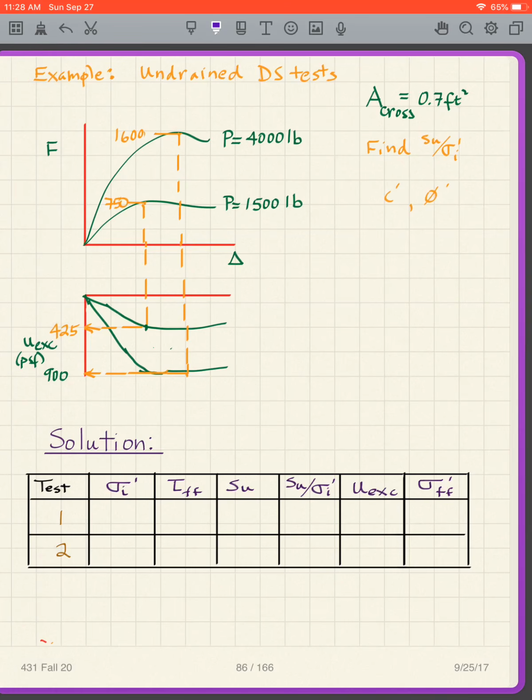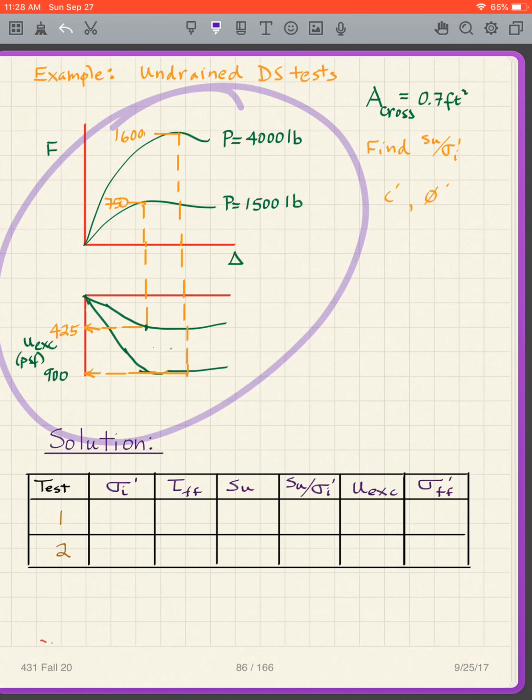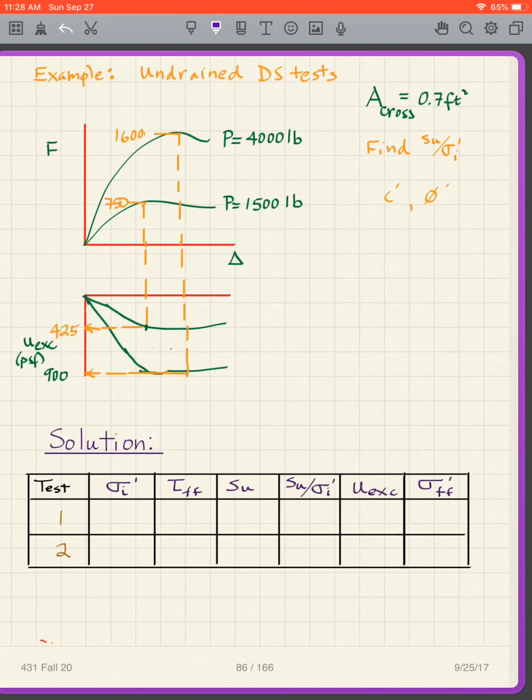Okay, so what I want you to do is the same thing for this. I've given you a table, and you can copy the table down. I want you to do what we just did: find the SU over sigma prime I and the c prime and phi prime for these two tests. Our cross-sectional area is 0.7. Remember, I take F divided by the cross-sectional area to get the tau, and P over the cross-sectional area to get the sigma.